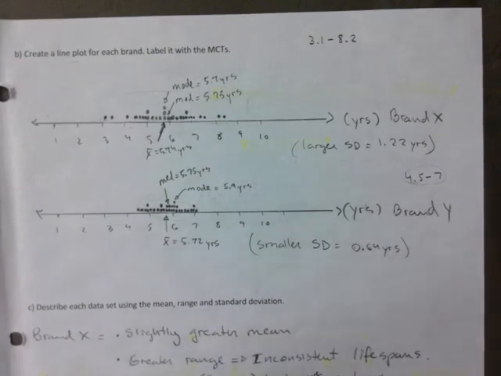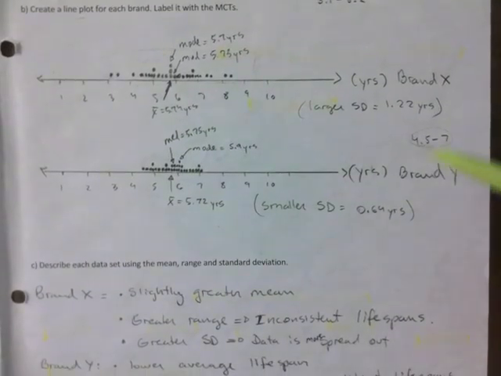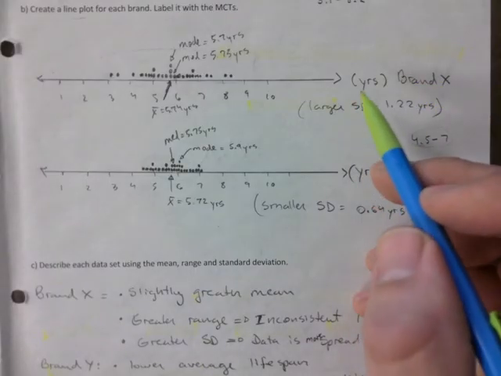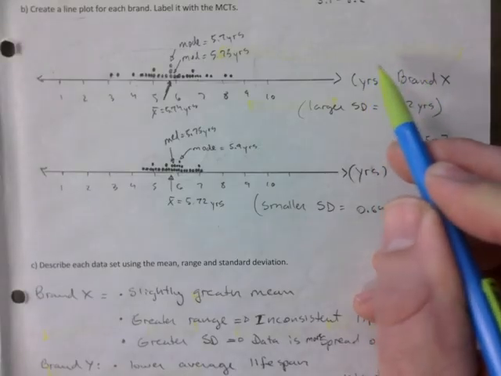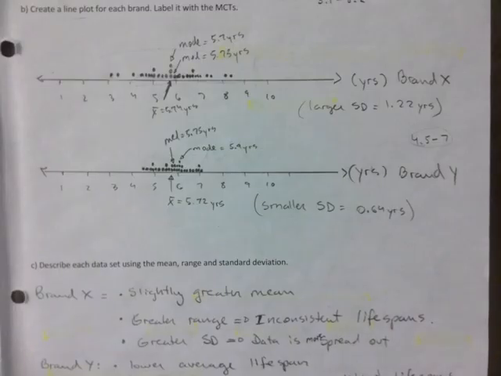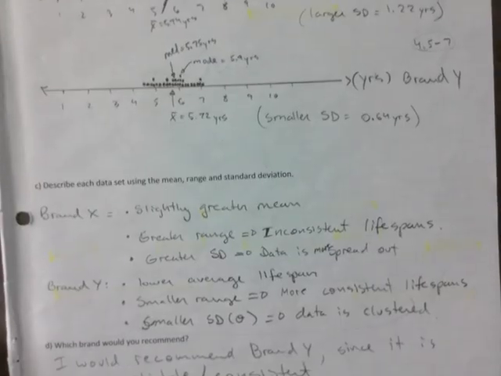And make sure you always label mean, median, mode, because there's going to be line plots throughout this unit. So just be ready, and make sure you label everything. Like, what is this? Technically, this should have been probably brand X in years, but lifespan would probably be even better, but just have some sort of label on there. And then we took it further.